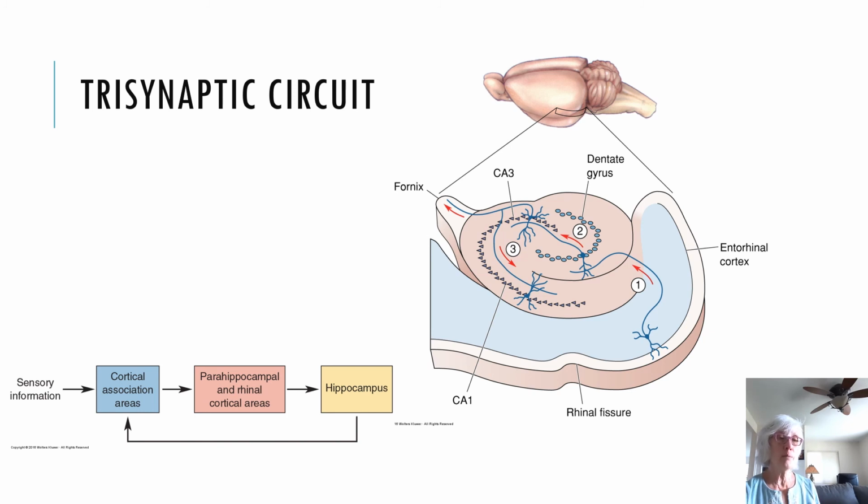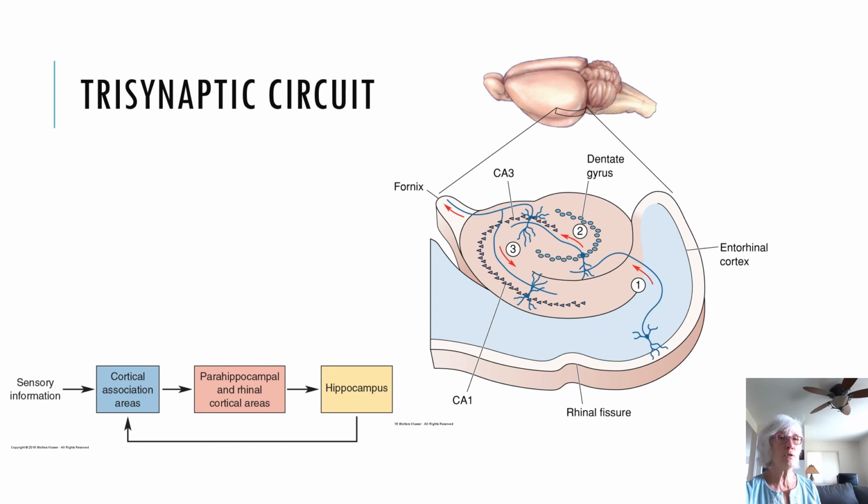Now, I'm reminding you that when we are making memories, sensory information comes into our cortex, for example our somatosensory cortex or our visual cortex. And then that information travels to the parahippocampal cortex, the entorhinal cortex, and then it moves from that entorhinal cortex to the hippocampus. I want to look specifically at the neuronal circuit that's involved, and we call it the trisynaptic circuit because there are three different neurons that are involved.